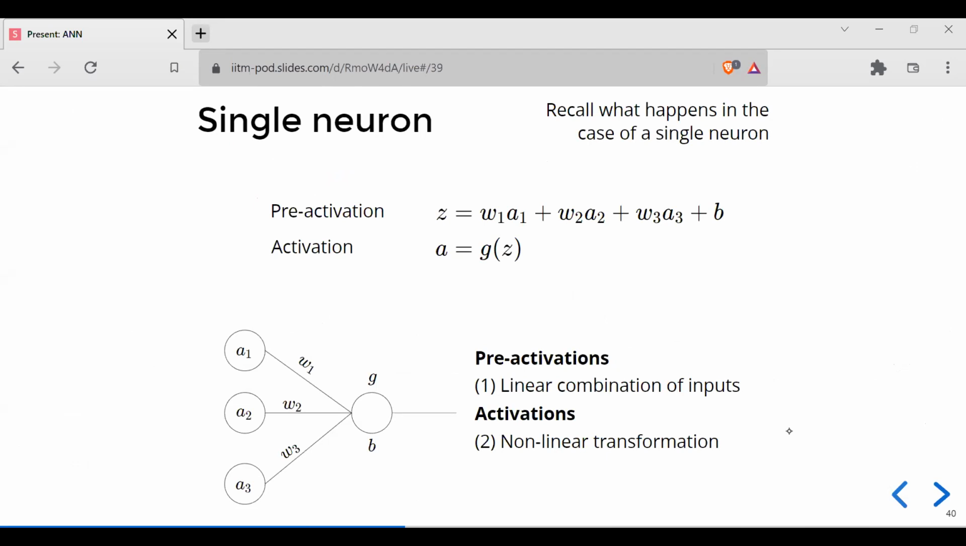Okay, so pre-activation is what? Pre-activation is the weighted sum, and activation is the activation function, and the input to the activation function is the weighted sum of this. So this is called the pre-activation function for the Lth layer. This is called the activation function for the Lth layer. Okay.